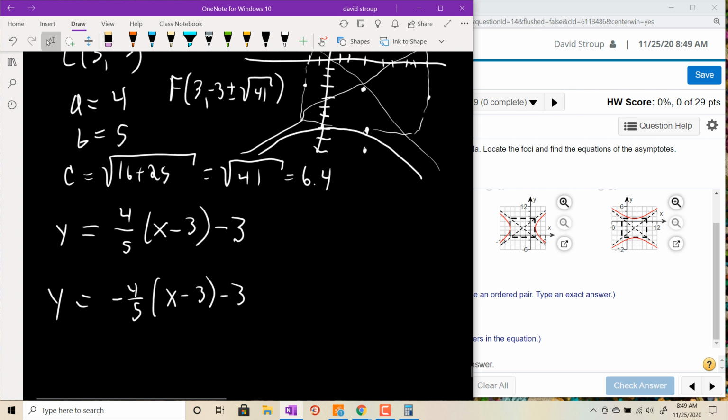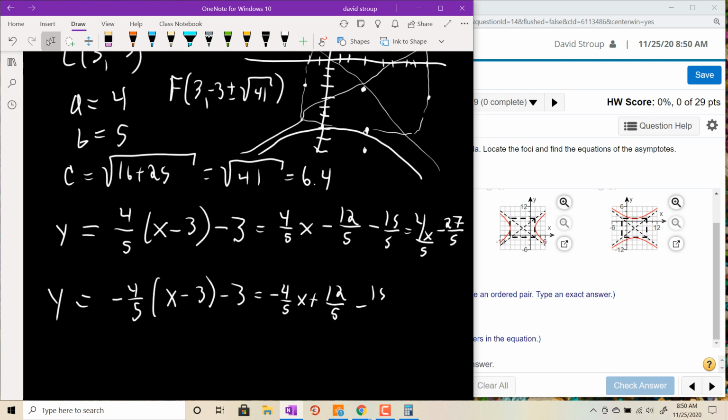So the first guy, 4/5 x minus 12/5 minus 3, which is the same as 15/5. So that's 4/5 x minus 27/5. This will be negative 4/5 x plus 12/5 minus 15/5, which is negative 4/5 x minus 3/5.